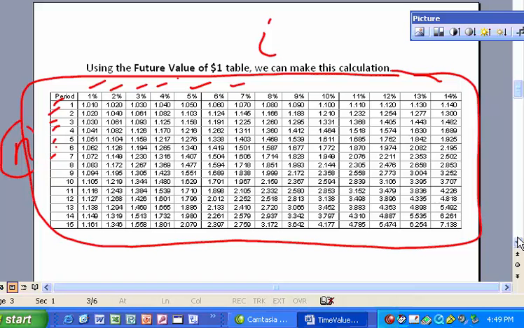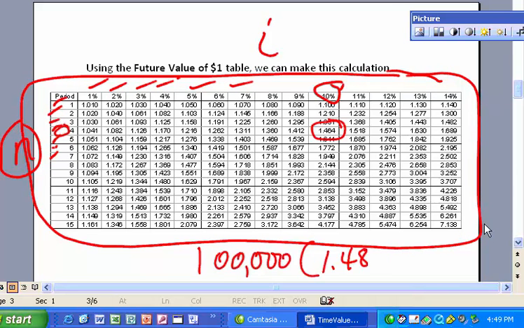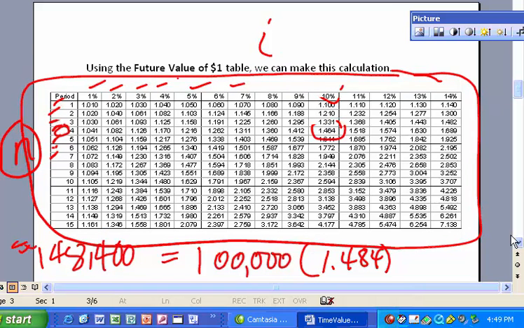So in our example here, we needed 10% for 4 periods. We get 1.484. So if we take $100,000 times 1.484, then that future value is going to be $148,400. Okay?